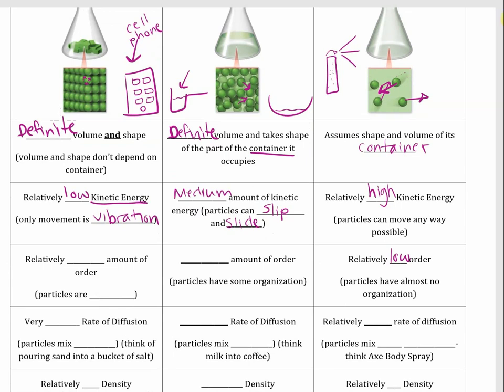Your liquids, on the other hand, have a medium amount of order. They're a little more organized than your gases, but it's not like single file lines. They're not super organized, so it's moderate. And then you have your solids, which are in single file lines. They're in nice, neat little rows, in columns, in these really organized shapes. Solids have a relatively high amount of order. Those particles are organized.